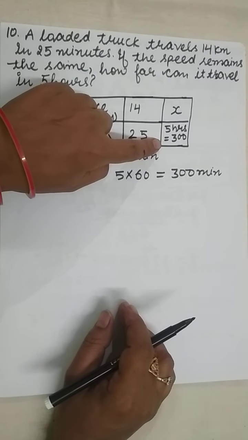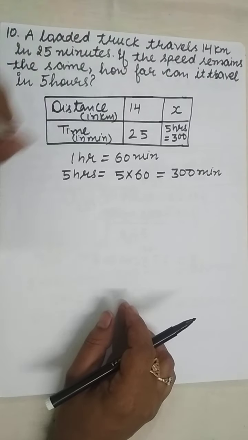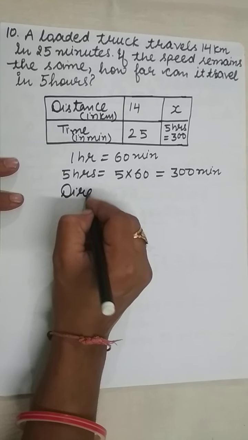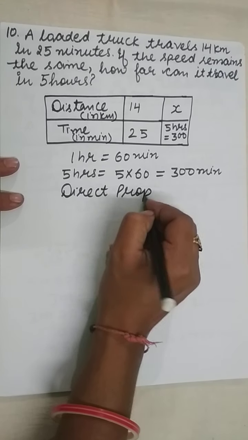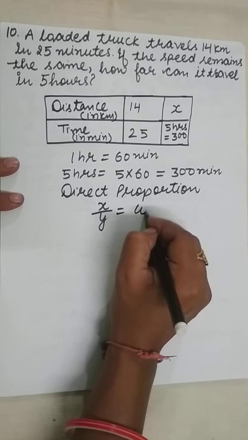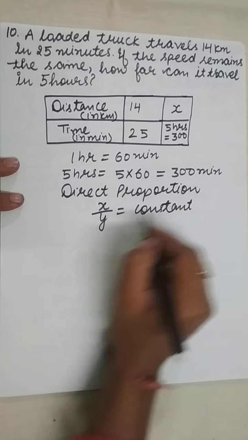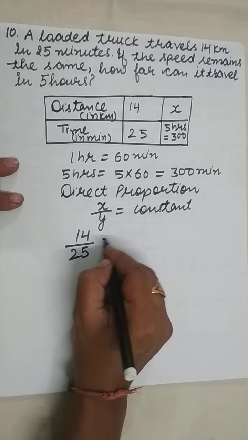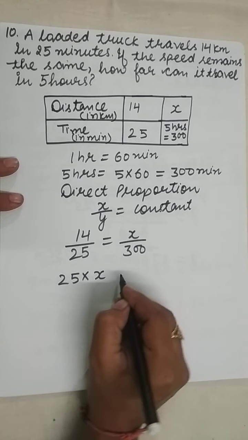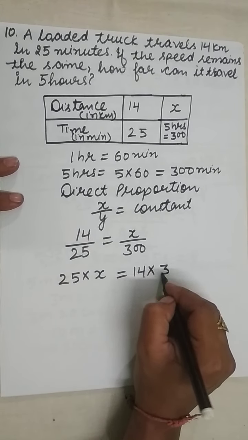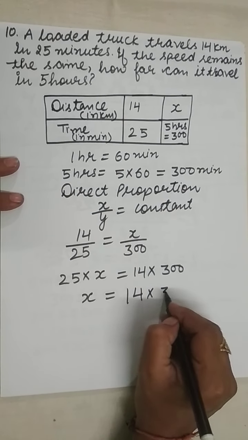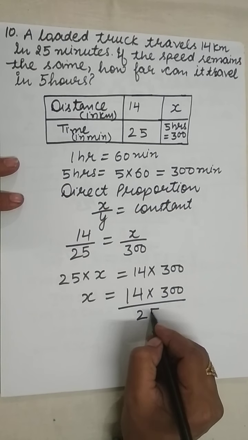As the time will increase, the distance covered by the truck will also increase. So this is a direct proportion. So x upon y must be equal to constant, that is 14 upon 25 is equal to x upon 300, that is 25 multiplied by x is equal to 14 multiplied by 300, which gives x is equal to 14 into 300 divided by 25.